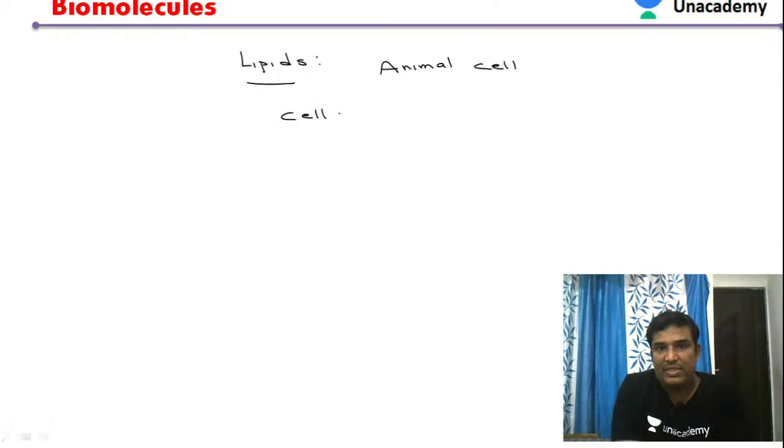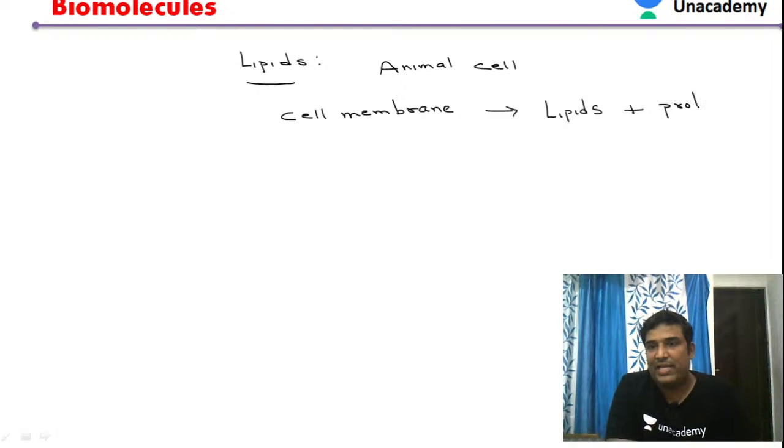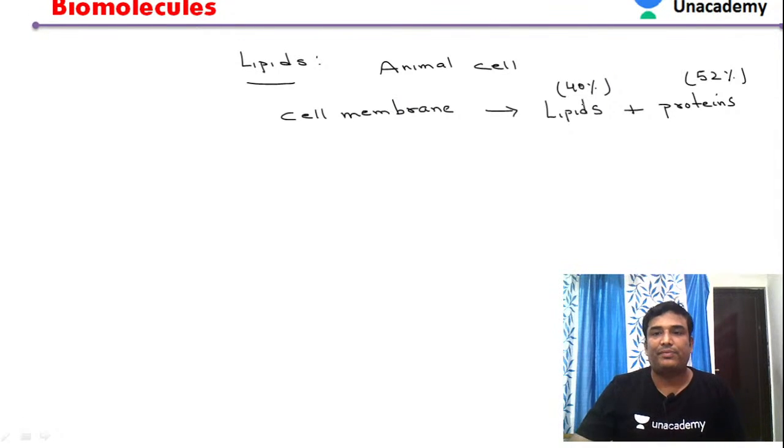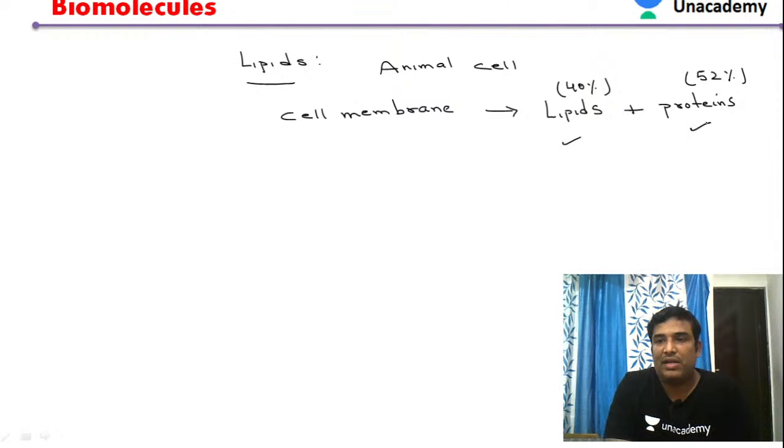They are present in the cell membrane. The composition of the cell membrane is made up of lipids as well as proteins. The amount of proteins in the cell membrane is 52%, whereas the amount of lipids in the cell membrane is 40%. So you can clearly observe that lipids are 40% here, and proteins are 52%.